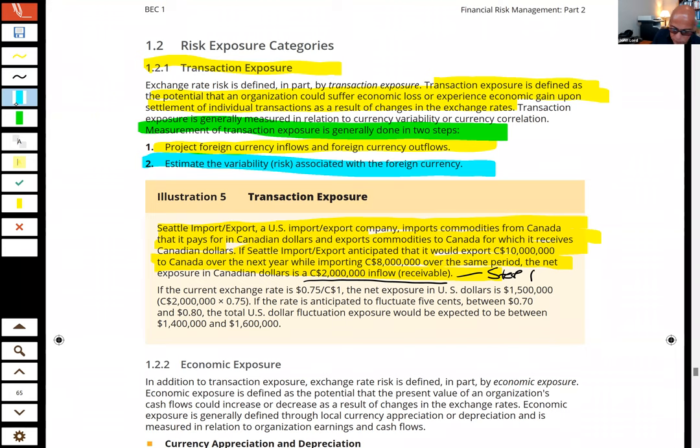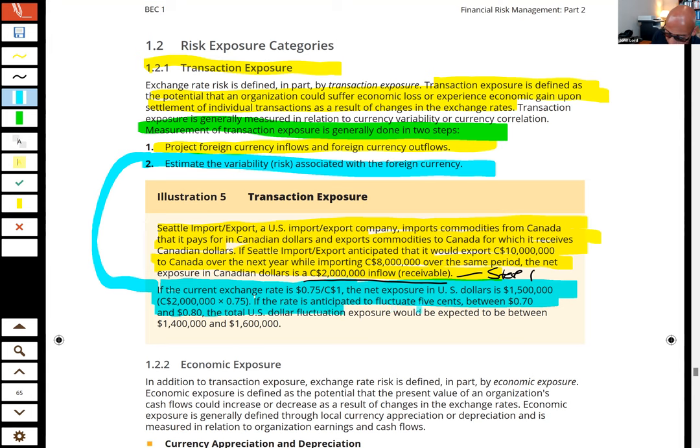Now I'm going to use some color coding here. We can look at step two. If the current exchange rate is 75 cents US to one Canadian dollar, the net exposure in US dollars is 1,500,000, the Canadian 2 million times the 0.75 US dollar per Canadian dollar. If the rate is anticipated to fluctuate 5 cents between 70 cents and 80 cents, then the fluctuation would be that range: the 0.7 times the 2 million Canadian, and the 0.8 times the 2 million Canadian. So that's step two.